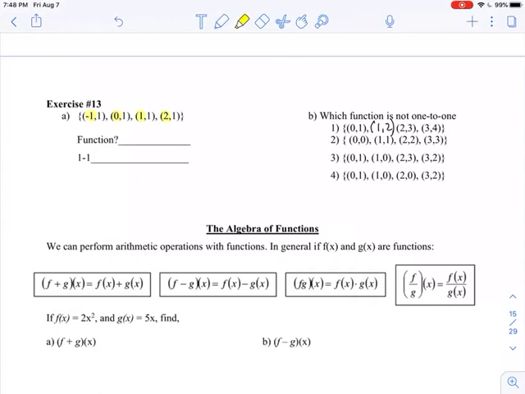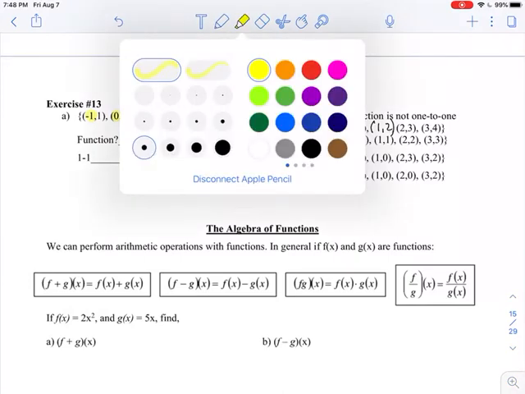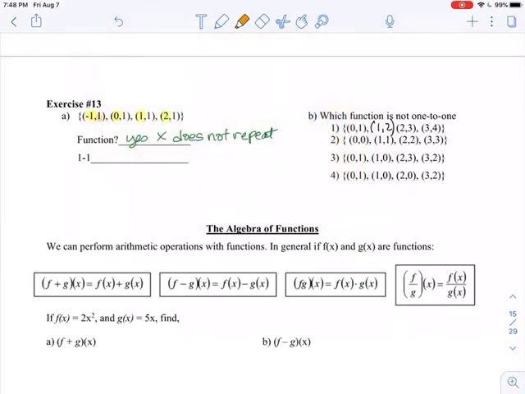So every single x is different: -1, 0, 1, and 2. So is it a function? Yes. X does not repeat. Then to see if it's one-to-one, I want to look at the y's. Every single y is 1. So is it one-to-one? No, because the y repeats.